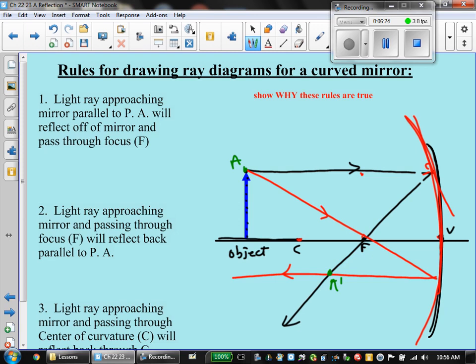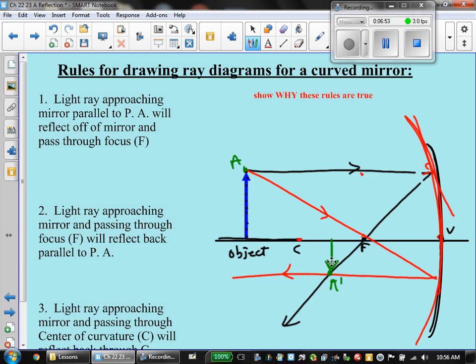Now, rather than doing this for every single point in this object, we're simply going to use the logical conclusion that if a point A forms an image right here, A prime, every point underneath A will form an image underneath A prime. So you actually form an image at this location. You'll see this in lab, and you may have experienced it before. If you look in a mirror, you see an image that's upside down and appears smaller. So here's an object, we follow the light ray rules, and we get an image down here.